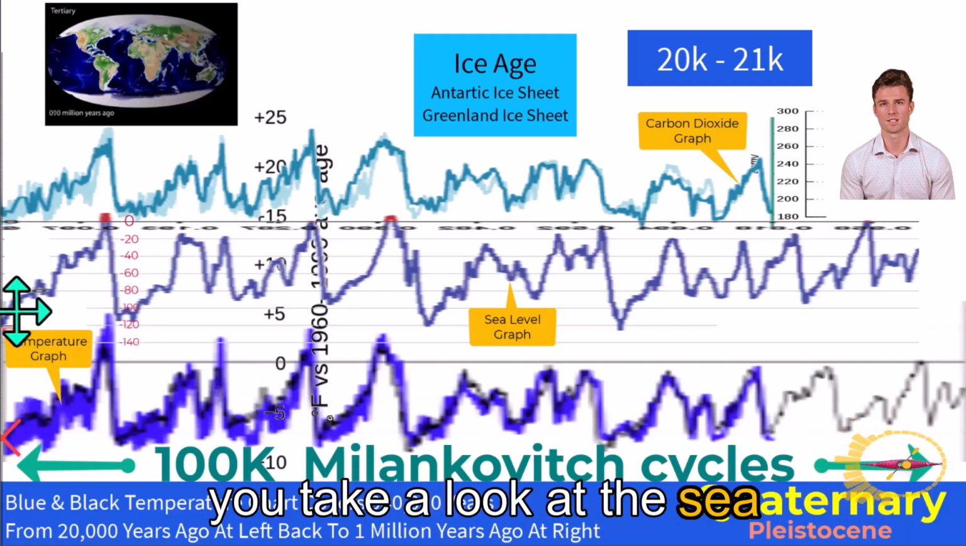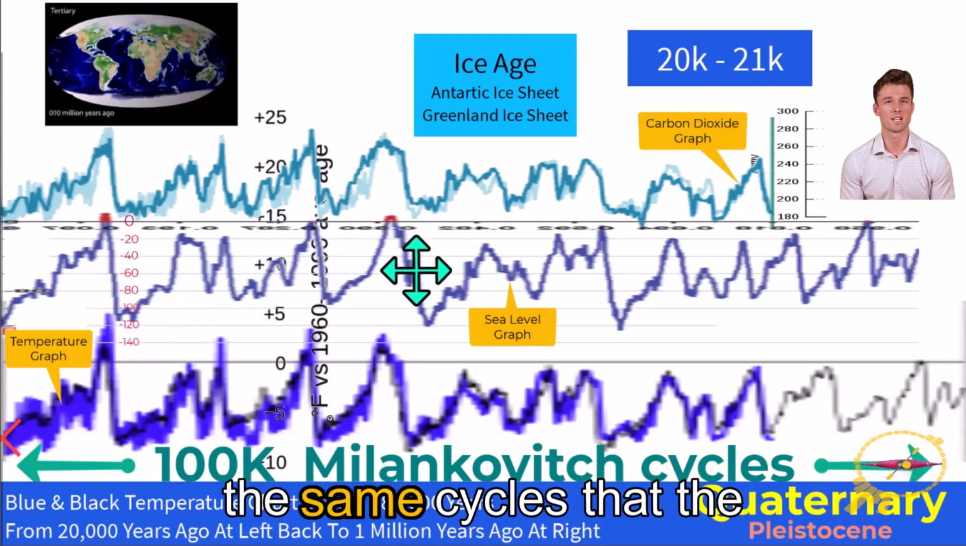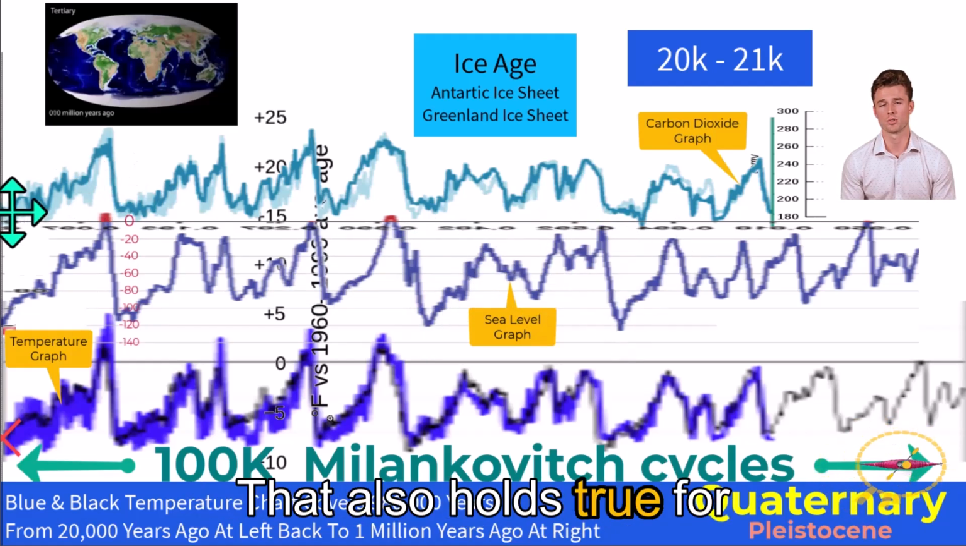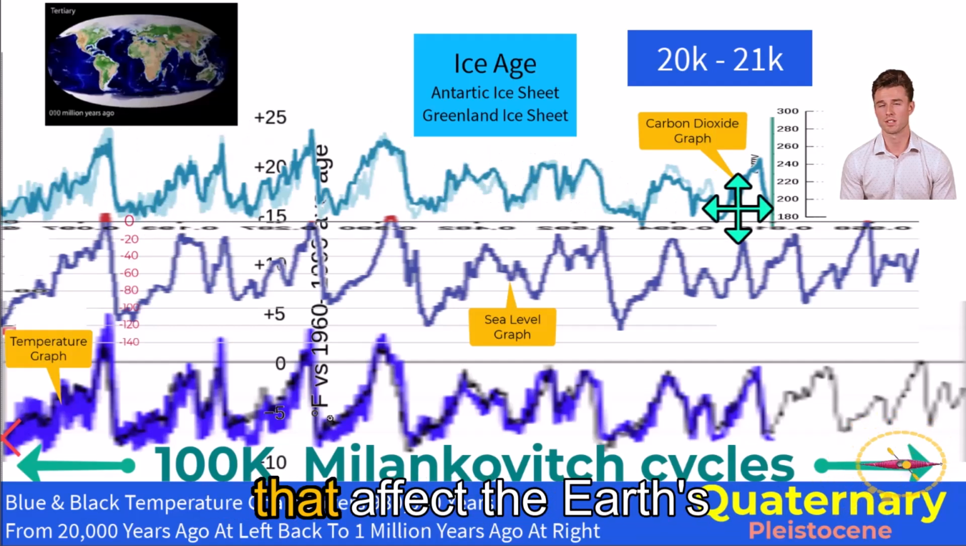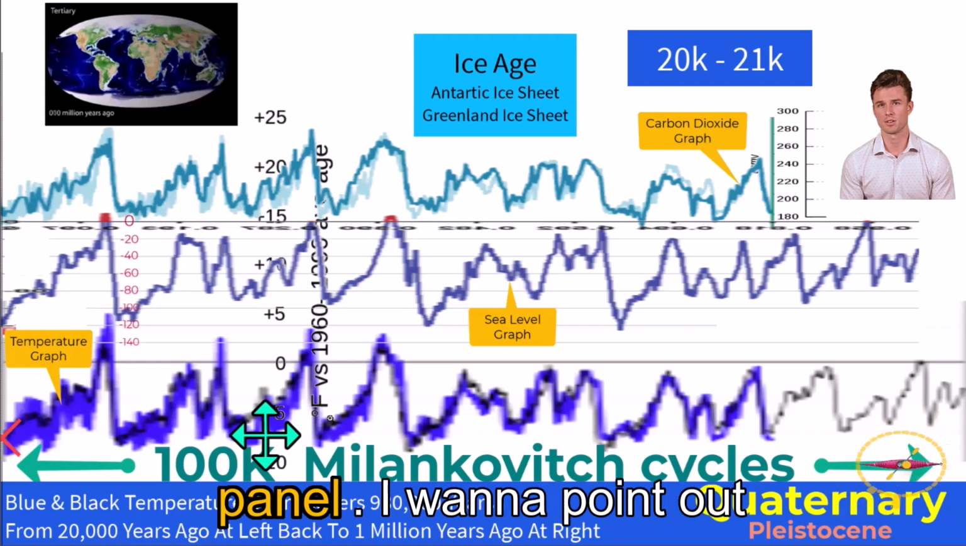If you take a look at the sea level graph here, you'll see that it will generally follow the same cycles that the temperature curve follows. That also holds true for carbon dioxide, which is generally in agreement with the Milankovitch cycles that affect the Earth's temperature. We're gonna navigate back to the first panel.